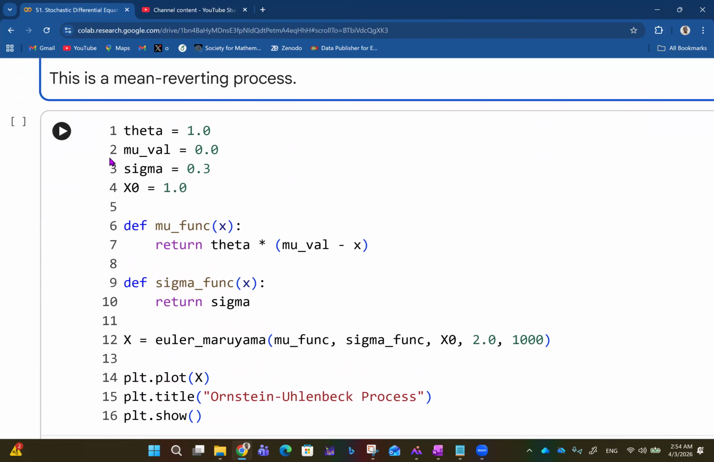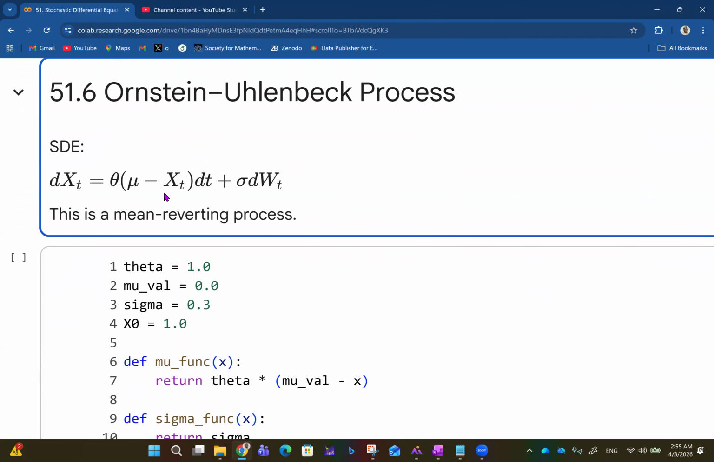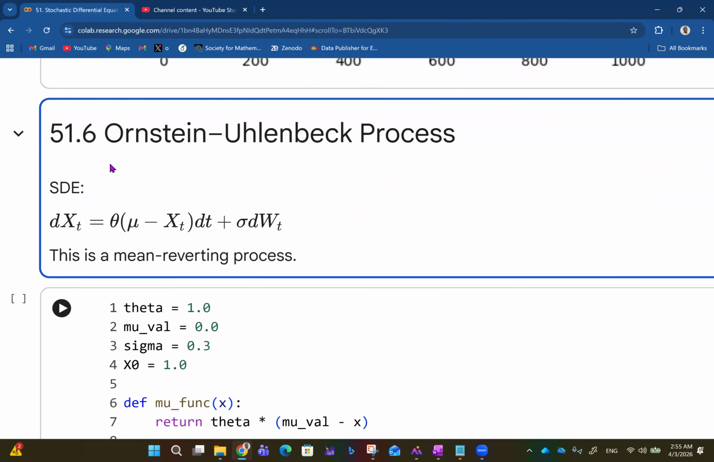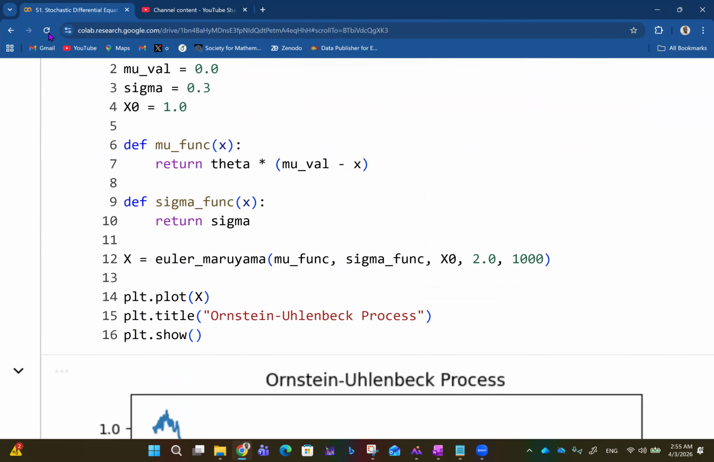So you define theta, the value of mu, sigma, x naught, and then again we bring in the Euler-Maruyama, except that for Euler-Maruyama there was nothing like theta, but we have theta coming up in this case. So we define the mu function as theta times the value of mu minus x. That's theta into mu minus x now. That's what we have right here. So that's the modification that the Ornstein-Uhlenbeck process adds to the Euler.